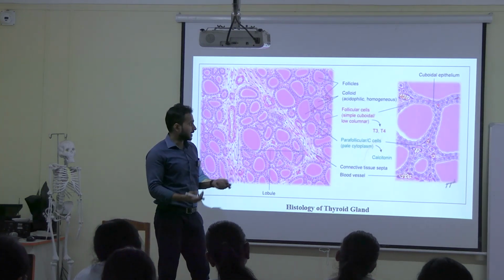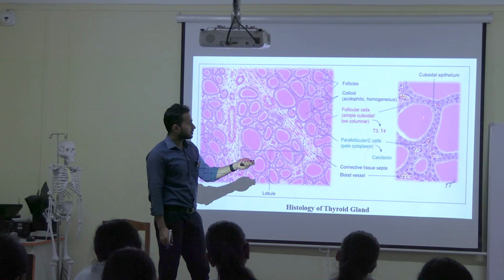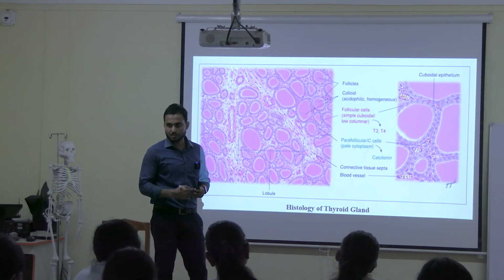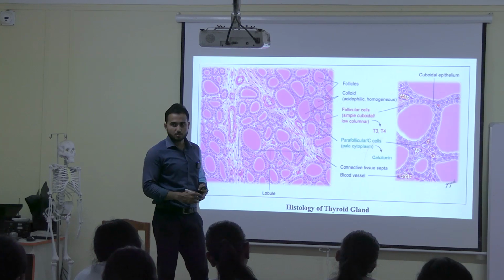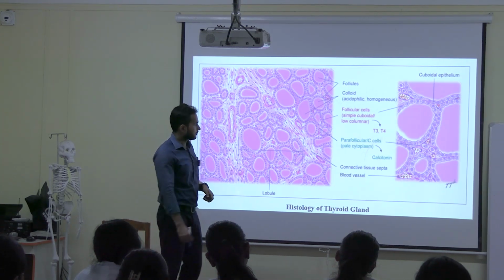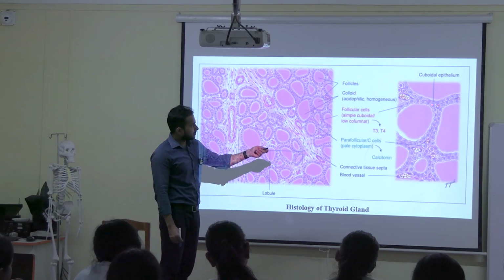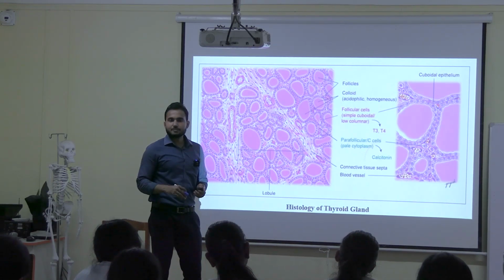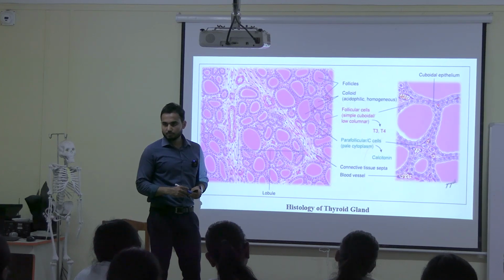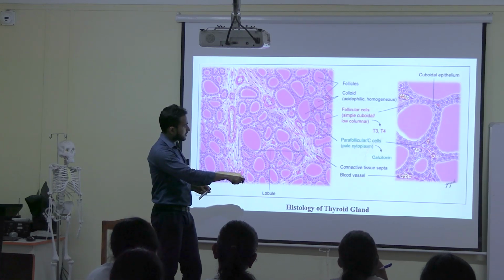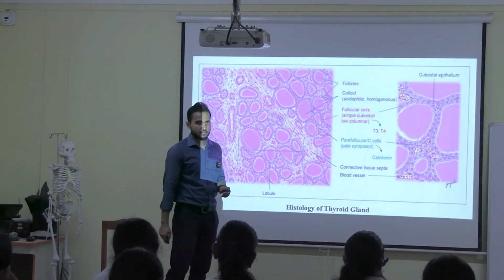In between the follicle, can you see a pink colored area? What is this? Colloid. This is the secretion of the follicular cells. Before thyroid hormone is produced, the colloid is present inside the follicle. Next, you can see the follicular cells. What are the other types of cells present? Parafollicular cells, also called C cells. Here you can see the parafollicular cells. They have pale cytoplasm.